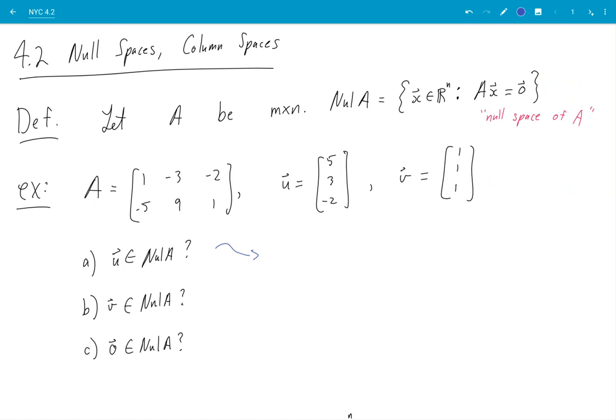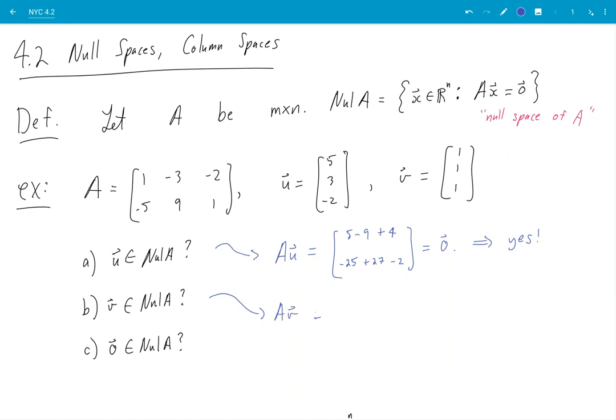So to check if U is in the null space, all I do is calculate A times U. And what do you get? You get 5 minus 9 plus 4. Then minus 25 plus 27 minus 2. So you do indeed get the zero vector. Therefore, my answer here is yes.